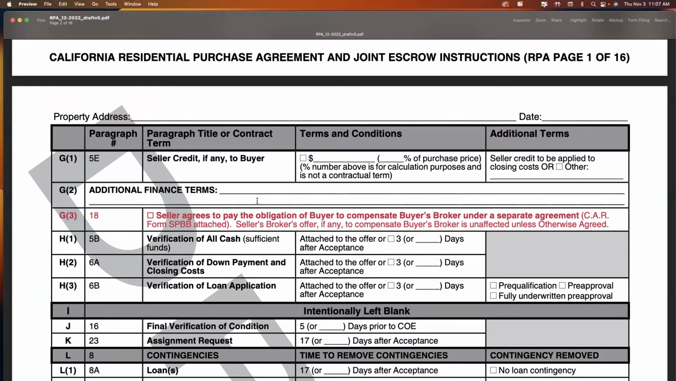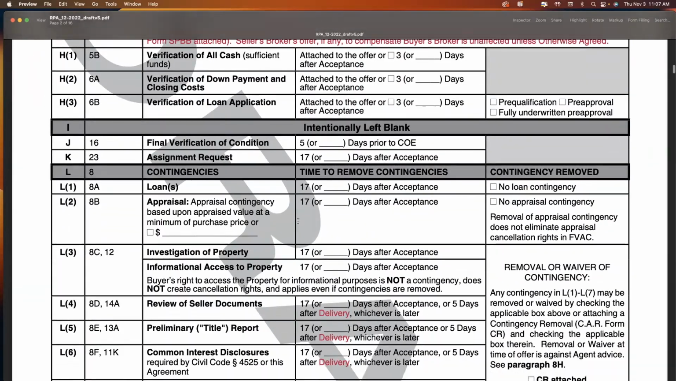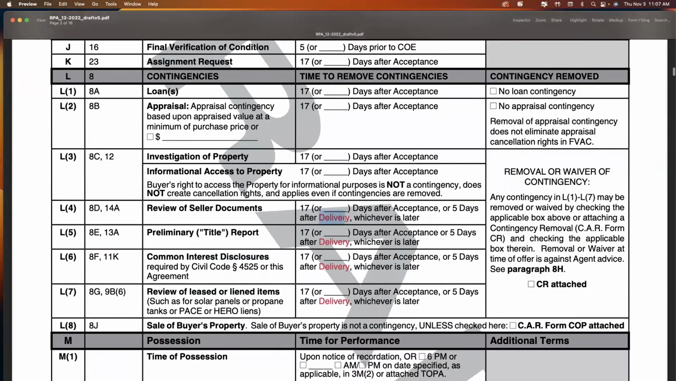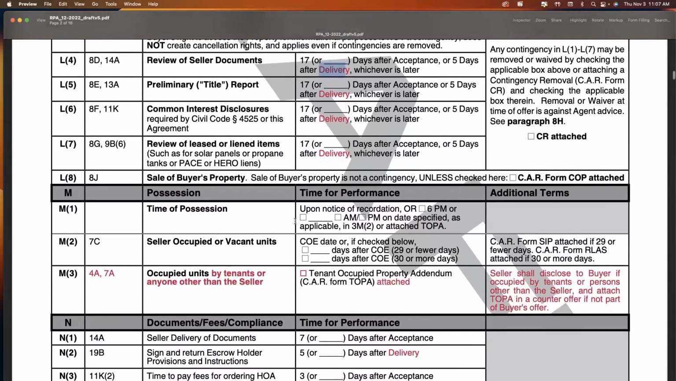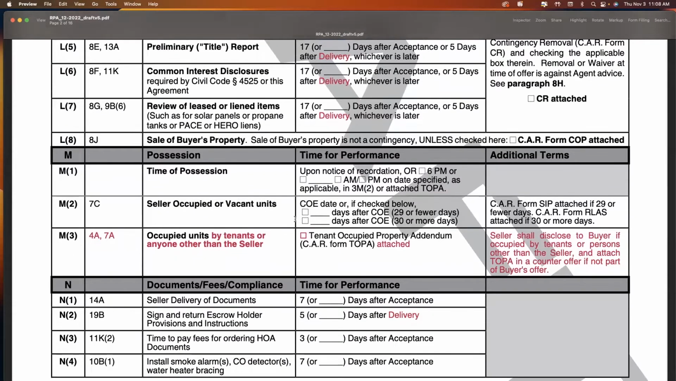It's actually in the purchase agreement. And they just added the word delivery here, for the 5 days after delivery, if the seller's late delivering documents. Not a big deal. They changed some wording here. Occupied units by tenants or anyone other than the seller: the tenant occupied property addendum is attached. Seller shall disclose to buyer if occupied by tenants or persons other than the seller and attach a TOPA and a counteroffer if not part of the buyer's offer. That's all. They're just saying that they're going to provide that.